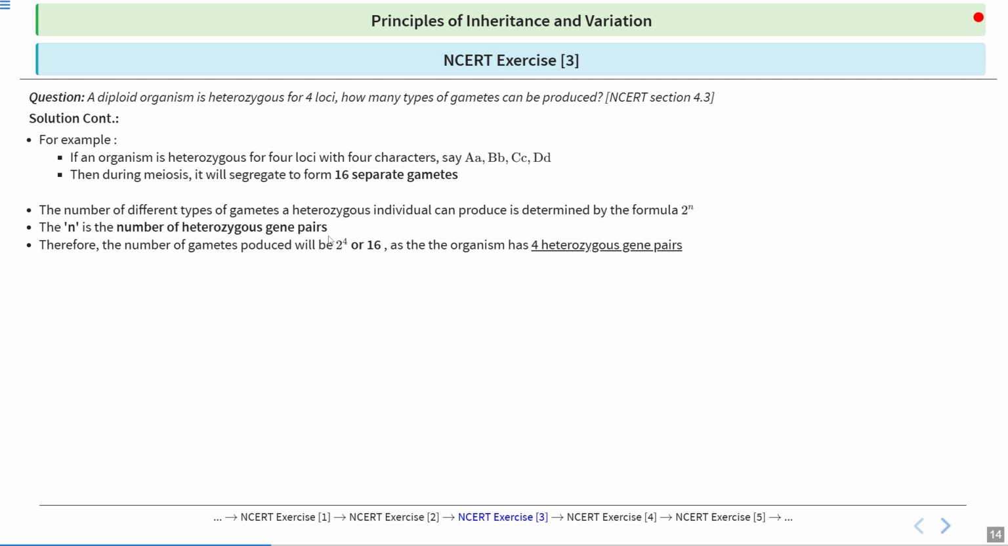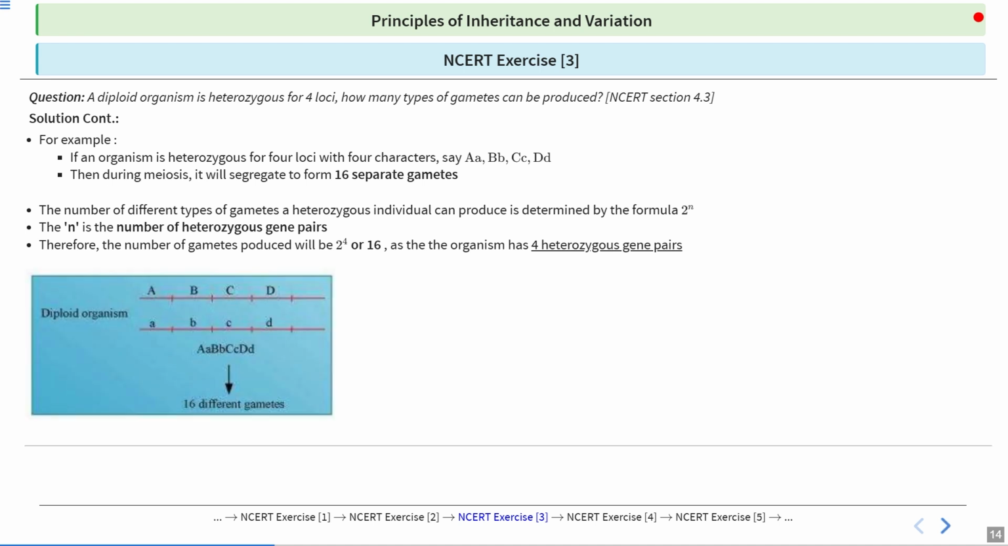This is how you calculate the number of gametes. So this is very important. You should remember this formula. You can see here, this is a diploid organism which is heterozygous for 4 loci.